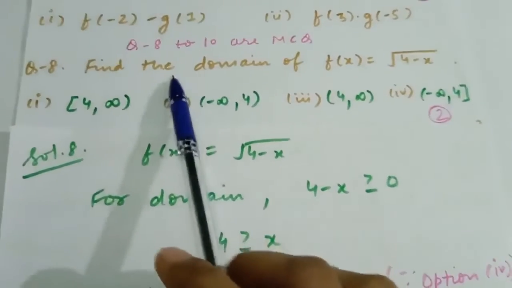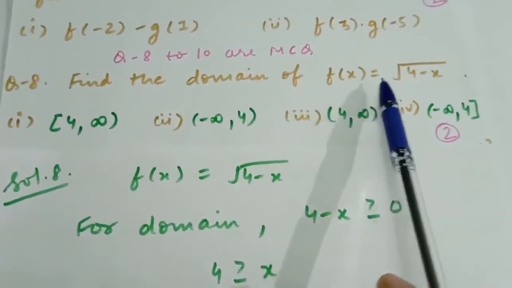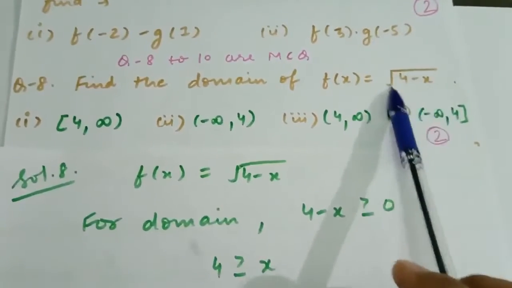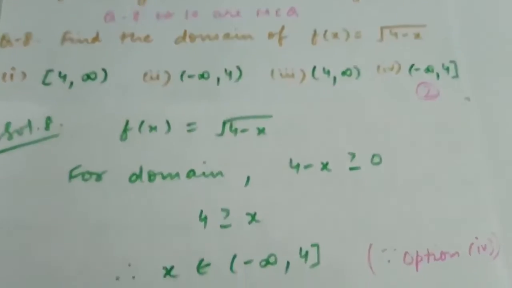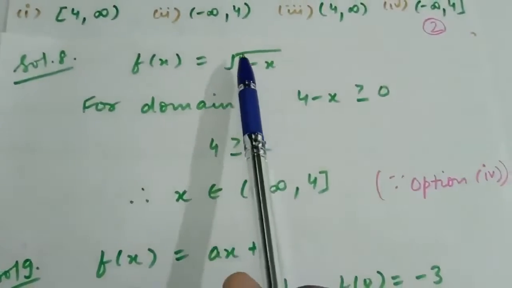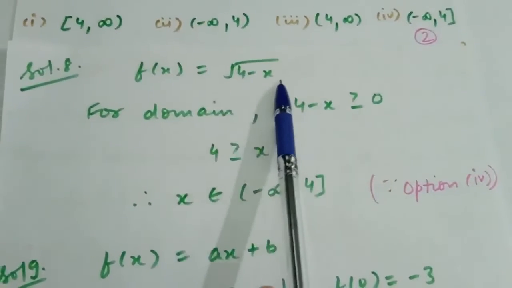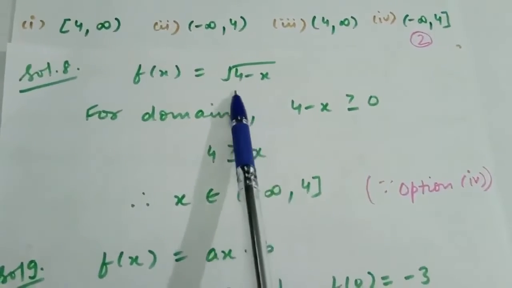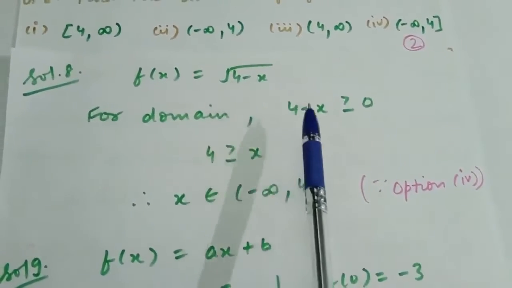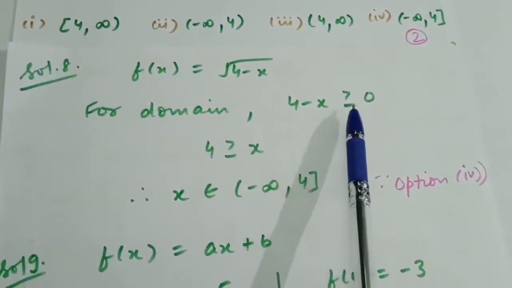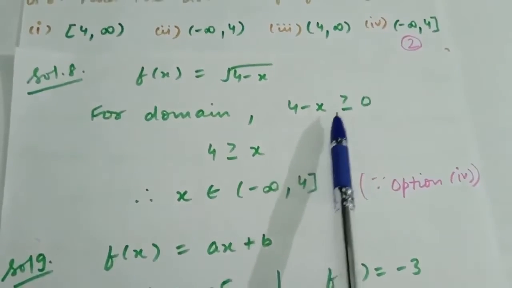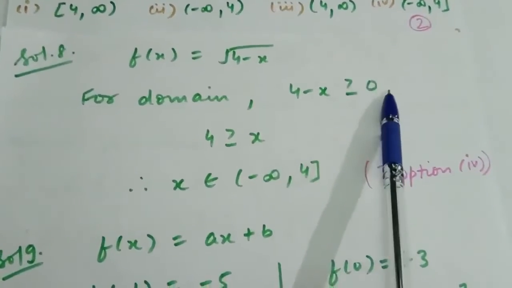Now question number 8. Find the domain of f(x) is equal to root of 4 minus x. So we have to find the domain of this function, root of 4 minus x. So for domain, we know if a function is inside the root, then it will get some values which are not defined if and only if the value inside the root is not either equal to 0 or greater than 0. So 4 minus x is either equal to 0 or greater than 0.